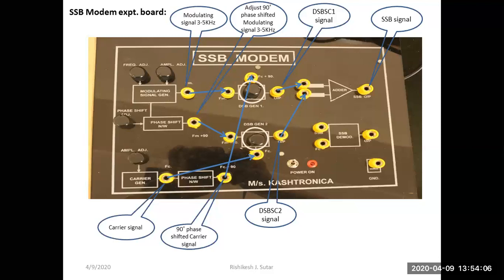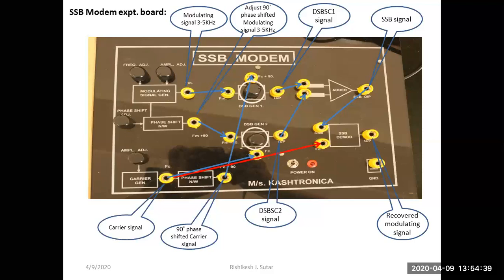Then we have to move towards the SSB demodulation block. Here the demodulation which we are going to carry out is synchronous demodulation. So we have to use the same carrier as that we have used at the time of modulation. So we'll connect the SSB signal to the first input of SSB demodulation block, and to the second input I will connect the original carrier signal. If I connect these two inputs to the SSB demodulation block, I will get the required modulating signal.